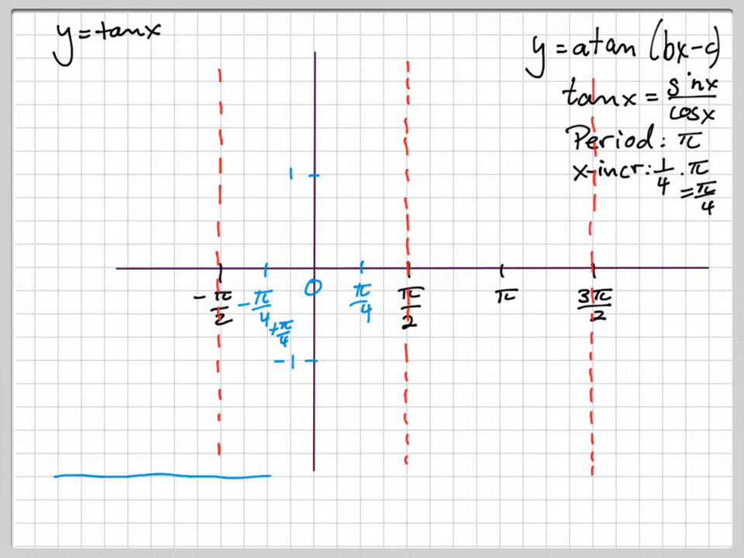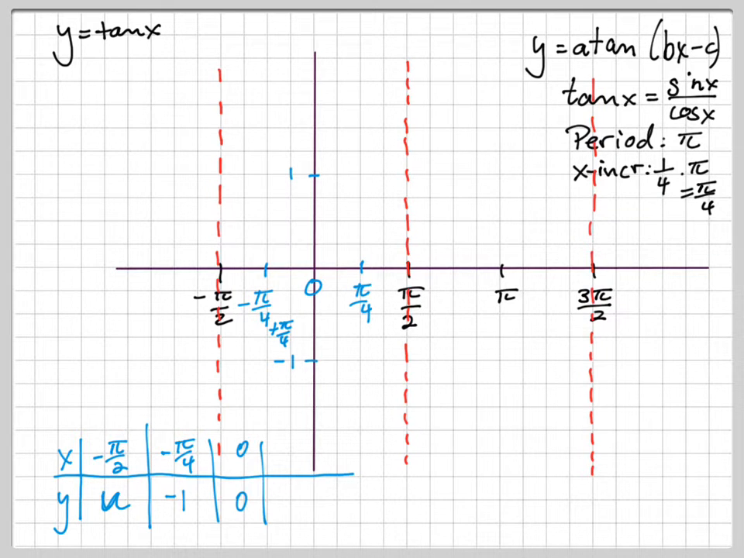So I make my little table here with x and y. At negative pi over 2, we have undefined. Then I have 3 points in between the asymptotes. Negative pi over 4, where we have -1, and 0, which is 0, and pi over 4, which is +1. Pi over 4, 45 degrees, pretty simple for the tangent, that is 1. And at positive pi over 2, we are undefined again.